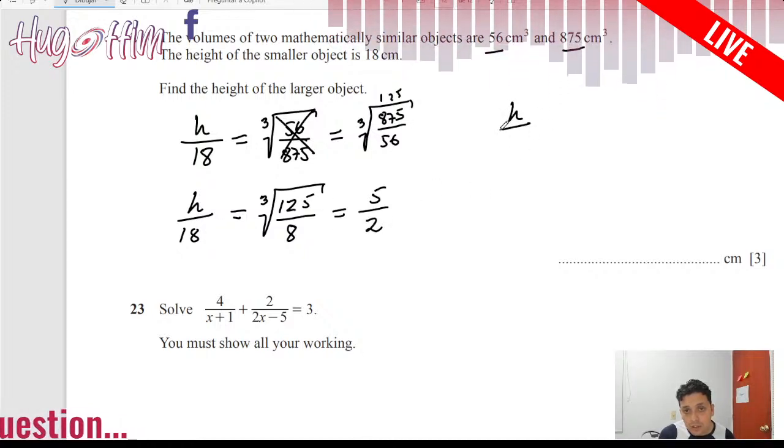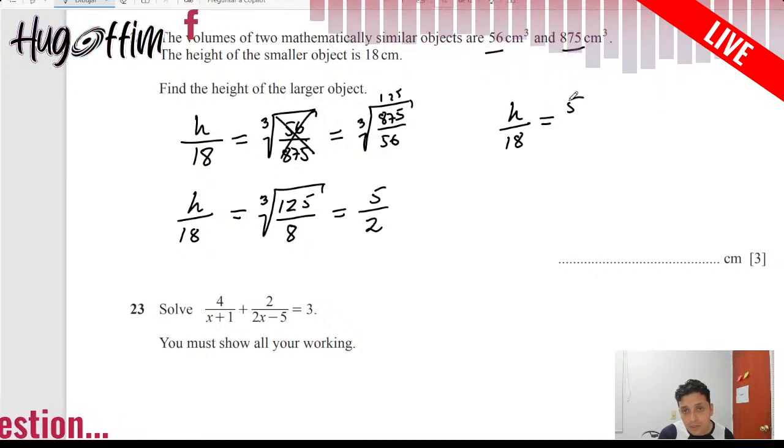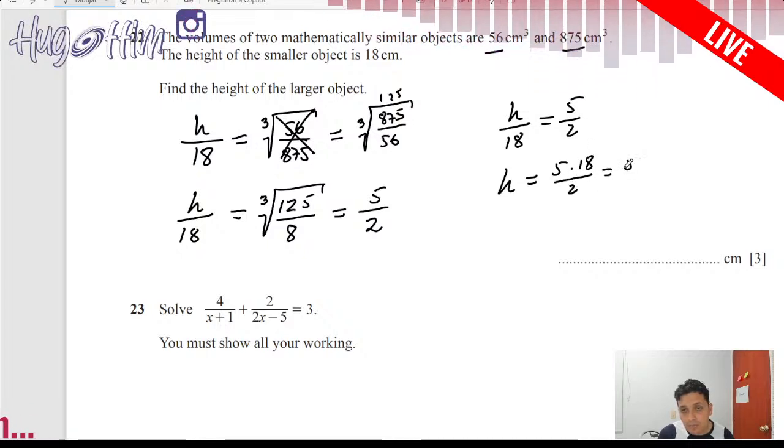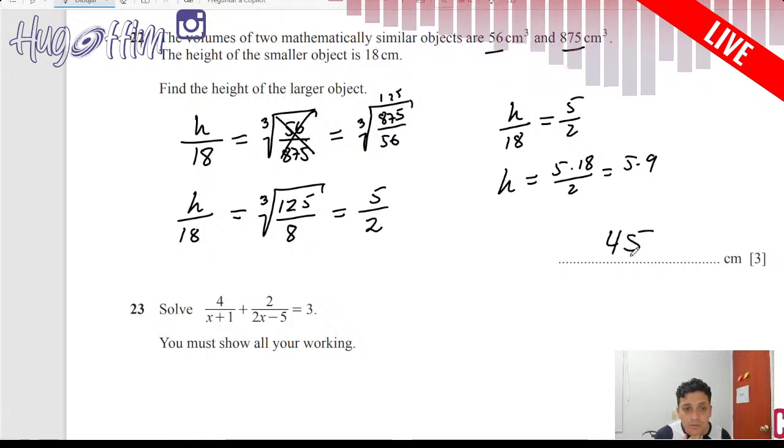So h over 18 equals 5 over 2. So h is going to be 5 times 18 over 2, or 5 times 9. 5 times 9 is 45 centimeters. The larger object is going to be 45 centimeters.